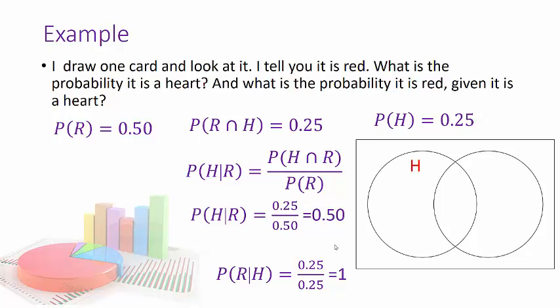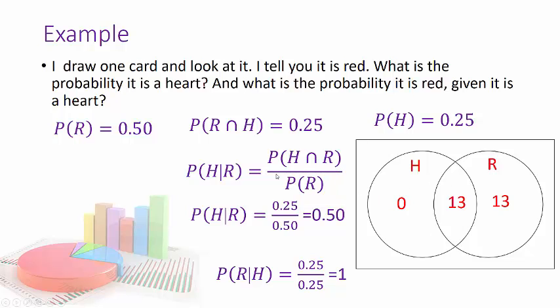So we have our hearts and we have our red cards. Well, let's see. There are 13 hearts, and they're all red. And then there are 13 other red cards. There are no cards that are hearts and not red. So you can see, if I ask you what's the probability it's a heart given it's a red, that's 13 out of 26. If I ask you what's the probability a card is a red given that it's a heart, there are 13 reds out of 13 total.